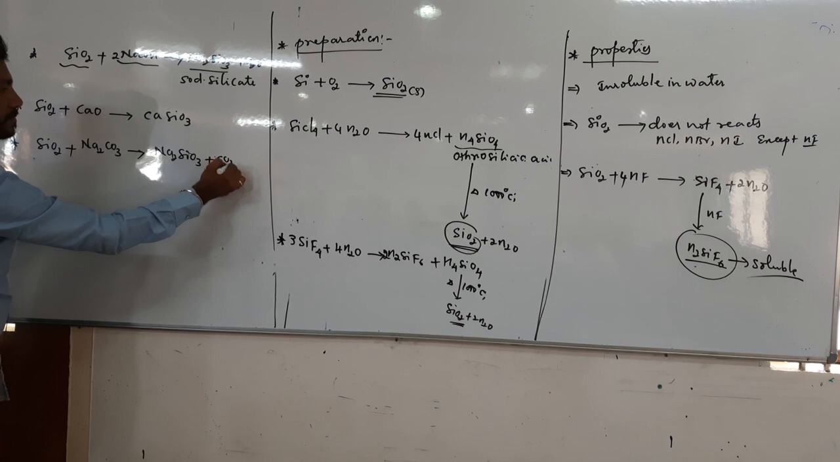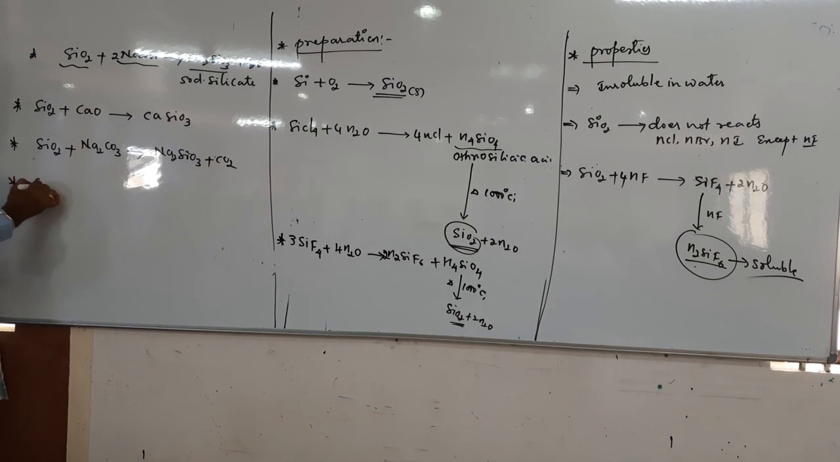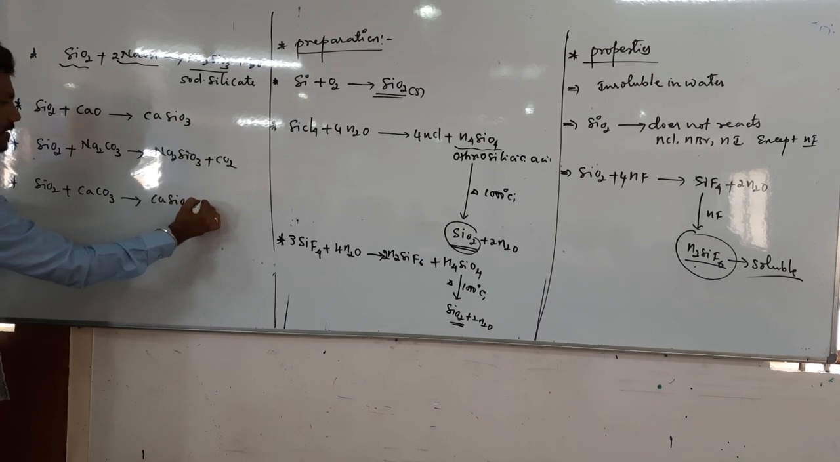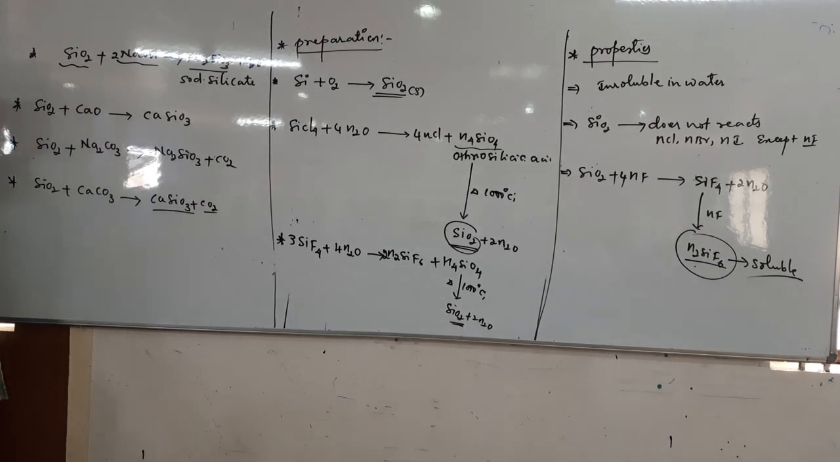And SiO2 reacts with calcium carbonate to give calcium silicate plus carbon dioxide. So these are the things we must know, and this is literally all about the properties of SiO2.